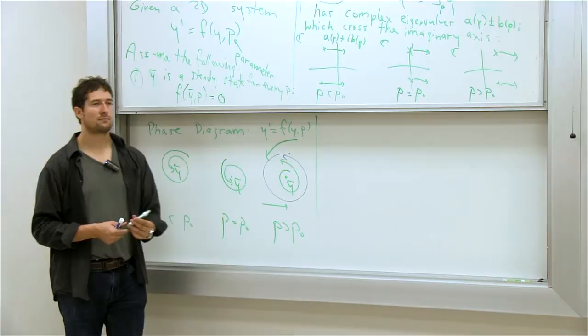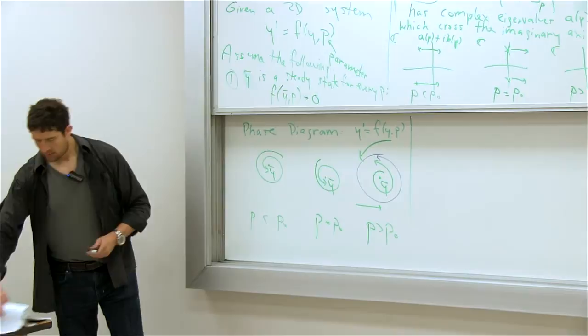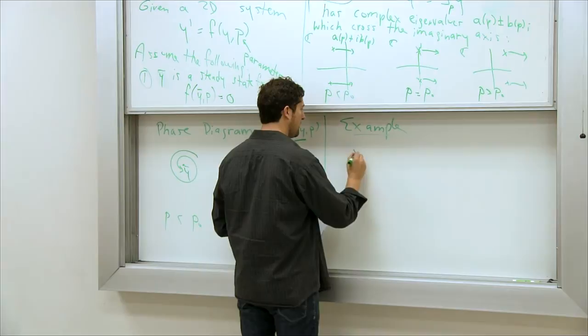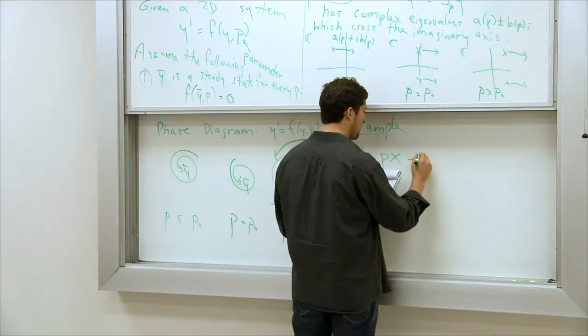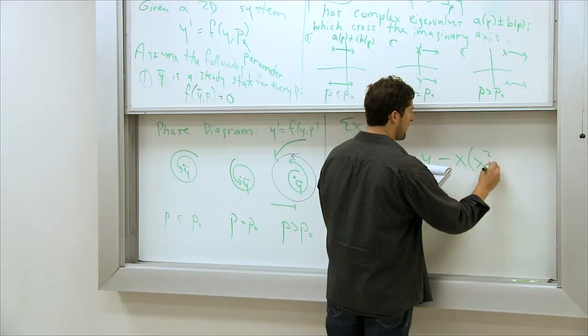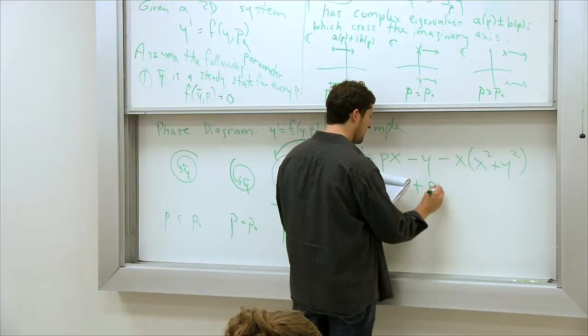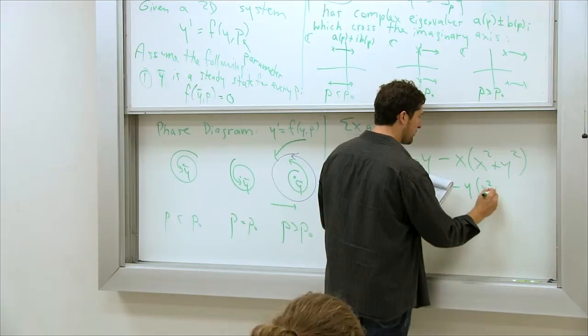All right, now let me give you an example. The example is x prime equals px minus y minus x times (x squared plus y squared), and y prime equals x plus py minus y times (x squared plus y squared).